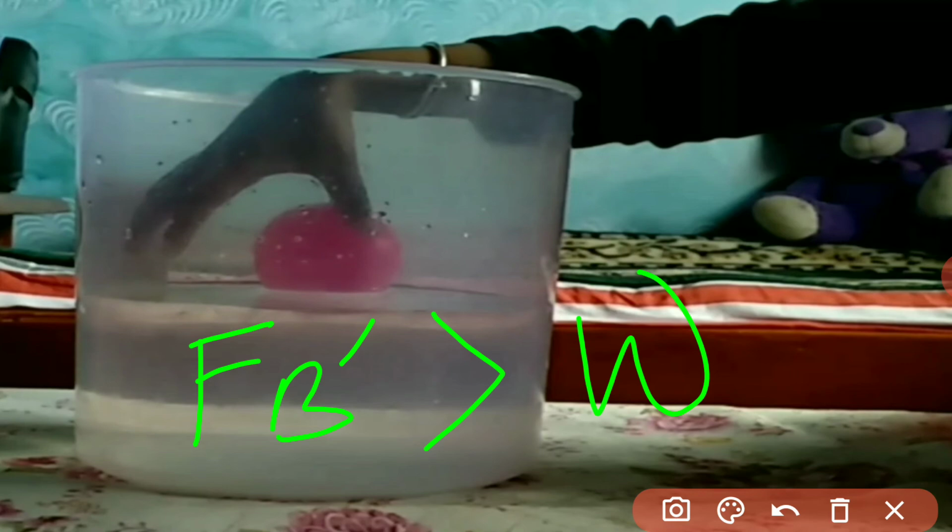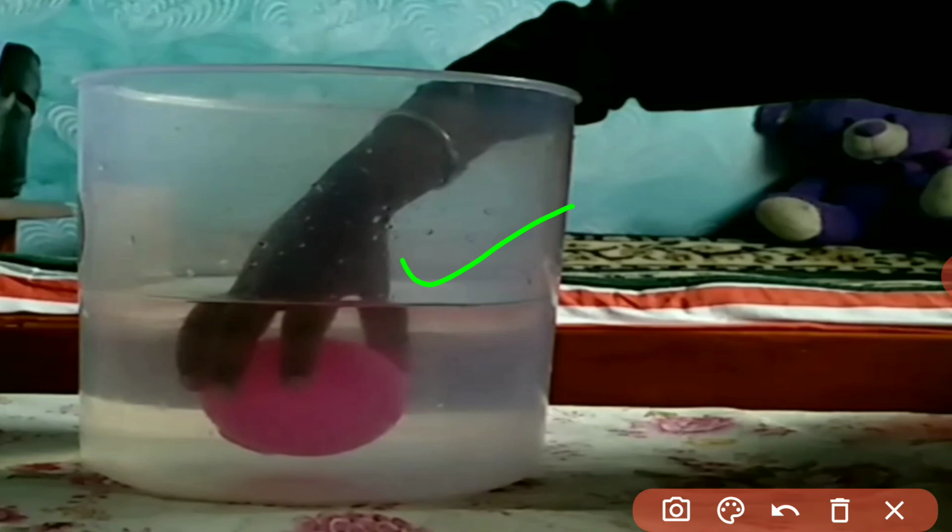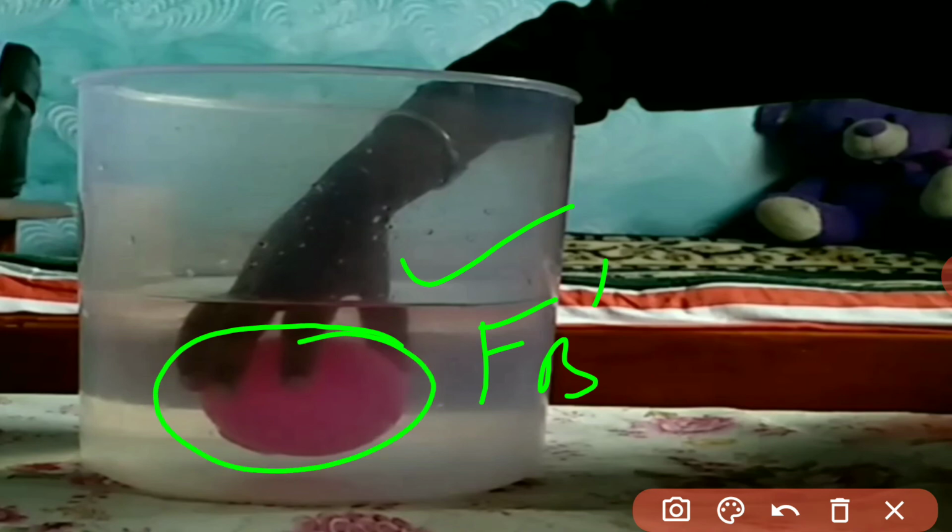When the ball was kept underwater, an extra bit of force was applied here. Now what will be the value of this force? The value of this force will be FB dash, the maximum upthrust when the body is totally immersed underwater, minus the weight of the object. So this much amount of extra force needs to be applied on the object to keep it under the surface of water. I hope you have understood till here, right?